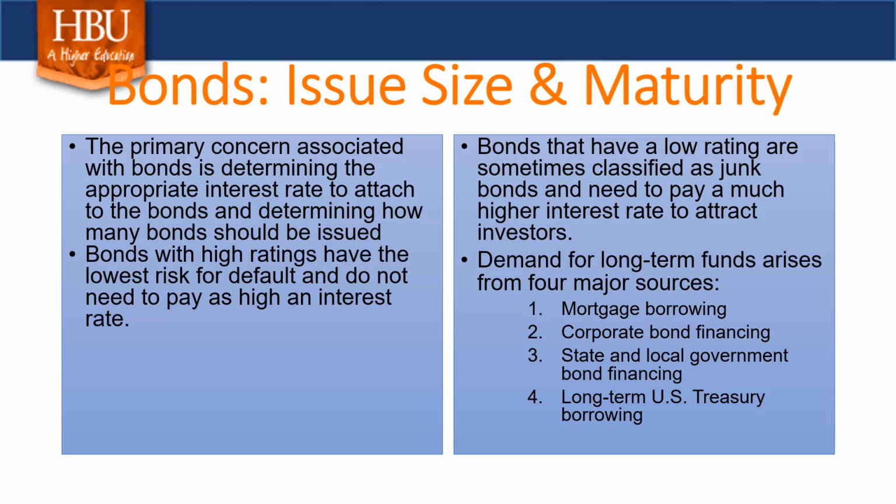Demand for long-term funds arises from four major sources: mortgage borrowing, corporate bond financing, state and local government bond financing, which we have seen often in sport, especially high school, and then long-term U.S. Treasury borrowing.